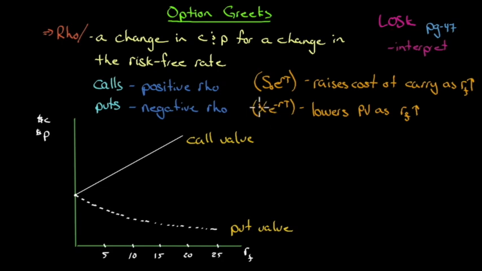And if we're discounting back the strike price to today, as we do in a put, it lowers the present value of the strike price as the risk-free rate increases. So as the risk-free rate increases, it tends to increase call prices and decrease put prices. Rho is not that interesting. It hasn't been interesting for a very long time, and rates just don't change fast enough to have much of an impact.